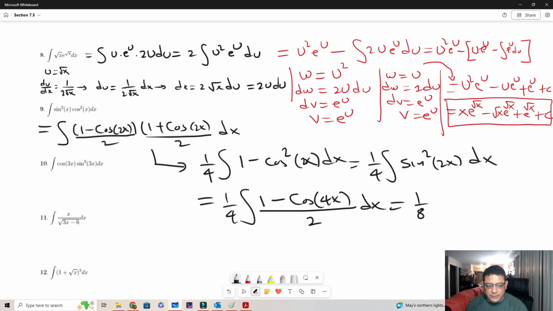So I managed to reduce everything in order of scale, and this is now 1 over 8, and the integral of dx here is going to be x, and then minus 1 over 8, and the integral of cosine is sine. And because it's 4x, then we're going to get a 1 over 4 out. And this is going to be sine of 4x. And then, of course, the plus c.